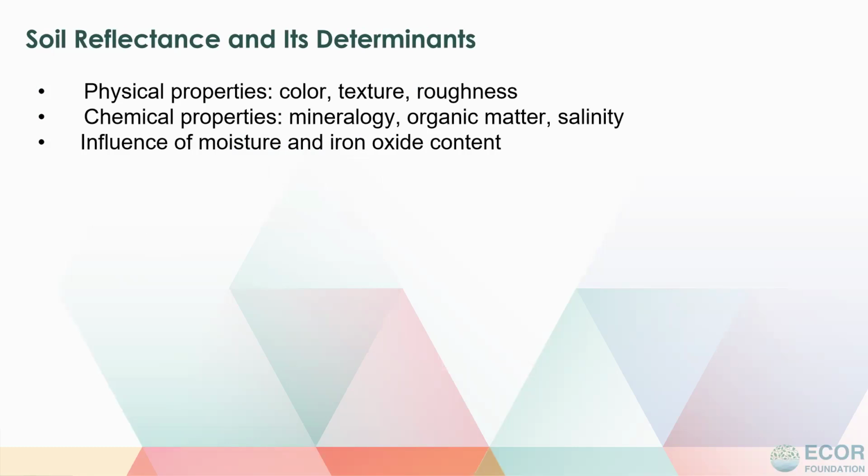Soil reflectance depends upon three different categories of factors: physical, chemical, and moisture. Moisture is very important because wet soil reflects far less light than dry soil. So when we analyze satellite reflectance, we are essentially interpreting these physical, chemical, and moisture characteristics indirectly.